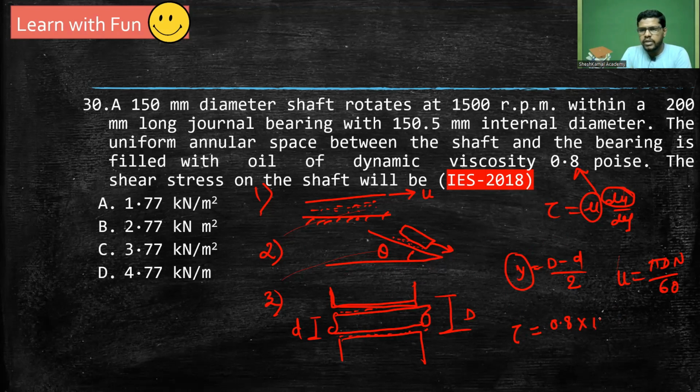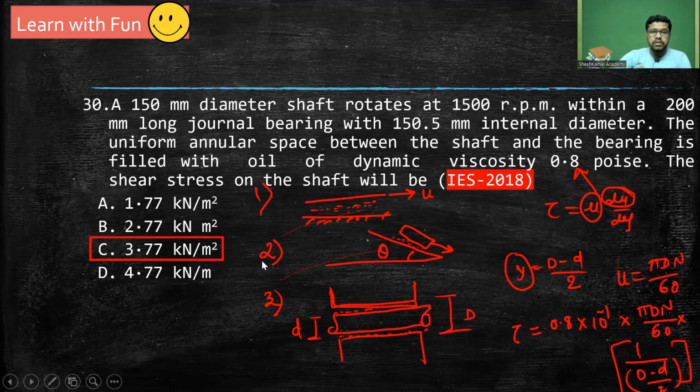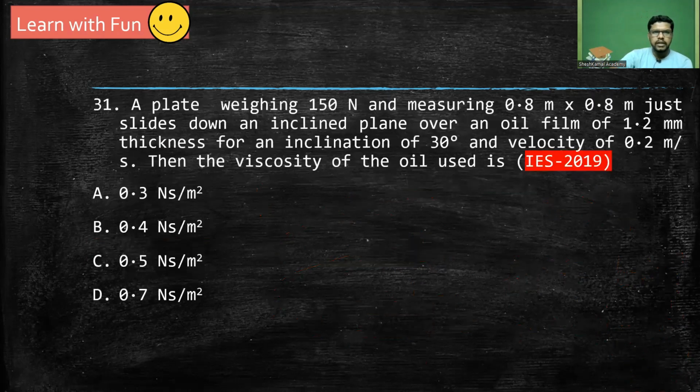So just multiply with 10 raised to power minus 1 into pi D N by 60 into 1 by y. The value of y is (D minus d) divided by 2. So this is all in multiplication. Now if you solve this, the value of tau comes out to be 3.77 kilonewton per meter square. Okay, so option C is the correct answer.